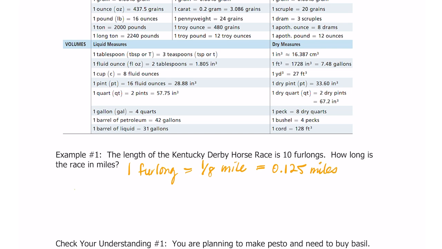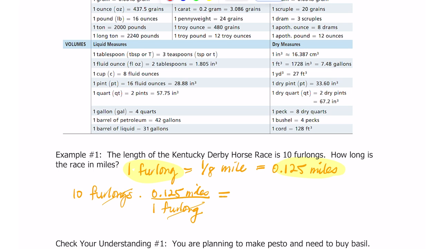Okay, so here I'm trying to find out how long the Kentucky Derby race is in miles, but it tells us that it's in 10 furlongs. So we're going to use unit analysis, which we talked about in our last video. So you've got 10 furlongs, and I'm going to take my equivalent here, which is 1 furlong equals 0.125 miles. And remember, we want furlongs to cancel out. So I'm going to put 1 furlong in the denominator, and then I'm going to put 0.125 miles in the numerator. And now the furlongs are going to cancel, and all we have to do is just multiply straight across.